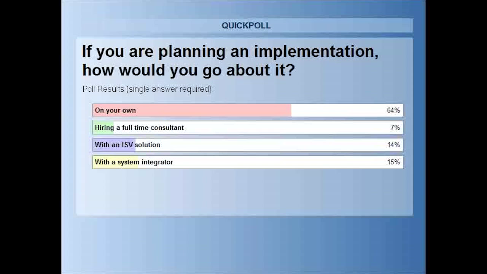Okay, so here are the results. Interestingly enough, and Jeff, this might help you in terms of how you elaborate on some of the architectures, because it looks like most of our audience today would plan to implement on their own, so they need some good, tangible, accessible strategies, and we'll focus on those architectures and mechanisms. But it's also interesting to see that we do have a large number of clients that would be working with partners, and we'll talk a little bit about that as well.